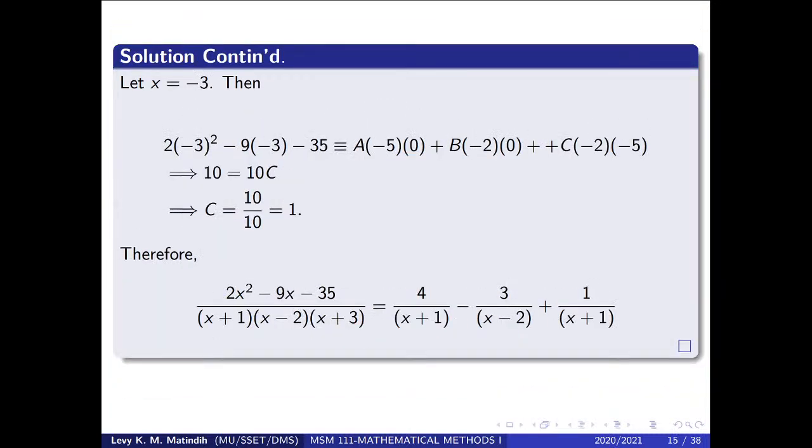Now, to do so, if we substitute where there is x with -3, then what you're going to get is 2 times -3 times the square of -3 minus 9 times -3 minus 35, which is equal to A times -5 times 0 plus B times -2 times 0 plus C times -2 times -5.